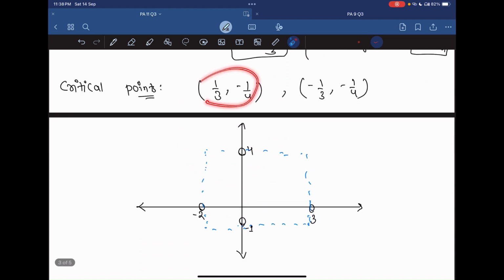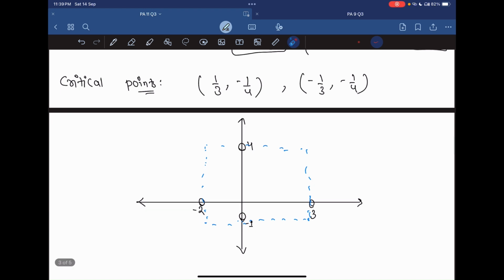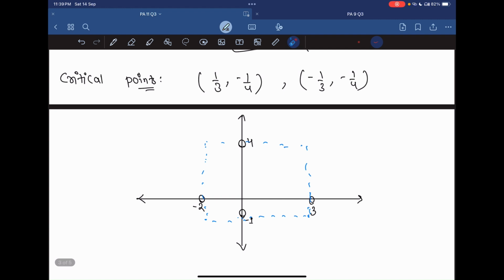Now both our critical points, 1 by 3 comma minus 1 by 4 would lie somewhere here, and minus 1 by 3 comma minus 1 by 4 would lie something here. So they lie inside the given bound on the function. But that would not be enough to check the maximum and minimum value of the function. In a scenario like this, where the function is bounded within some shape like a rectangle, square or circle, we also need to consider the edge cases. That is, what will be the function value along these edges and the vertices also.